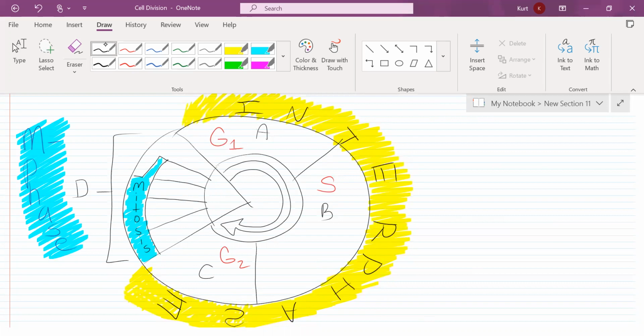What is the first stage of mitosis? Prophase. Next, metaphase. Next, anaphase. And finally, telophase. Good. Those are the 4 stages.